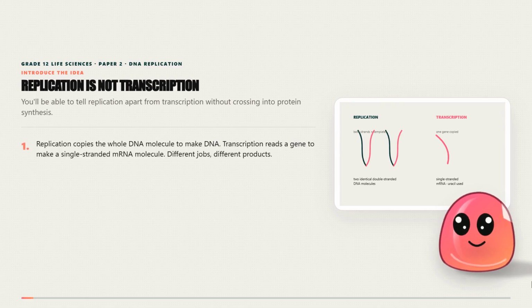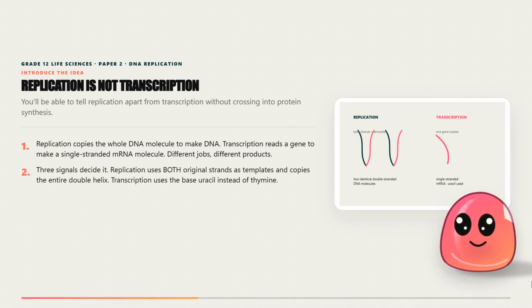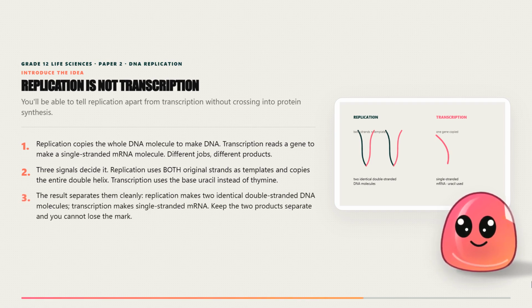One confusion costs marks every year: replication is not transcription. Different jobs, different products. Replication copies the whole DNA molecule to make DNA. Transcription reads a gene to make a single strand of mRNA. 3 signals tell them apart. Replication uses both original strands as templates. Replication copies the entire double helix. And transcription uses uracil where DNA uses thymine. The products finish it. Replication makes 2 identical double-stranded DNA molecules. Transcription makes single-stranded mRNA.